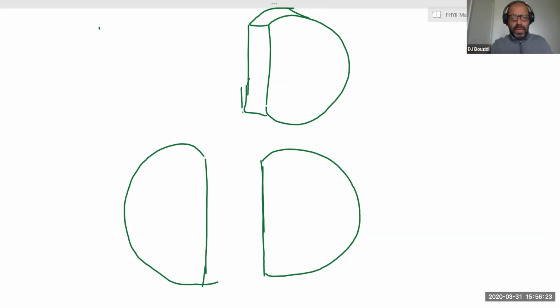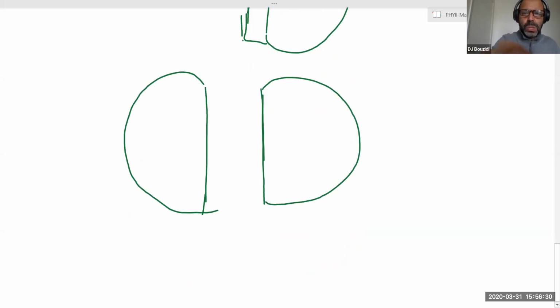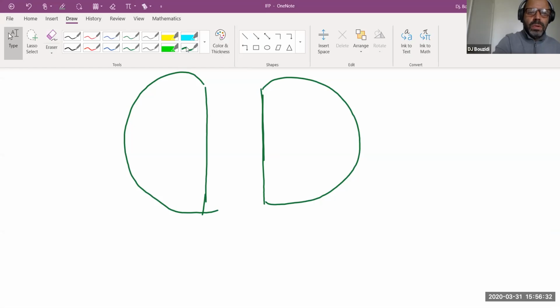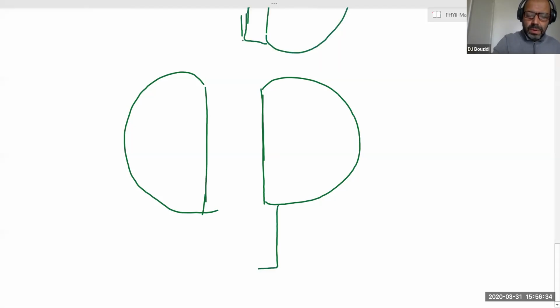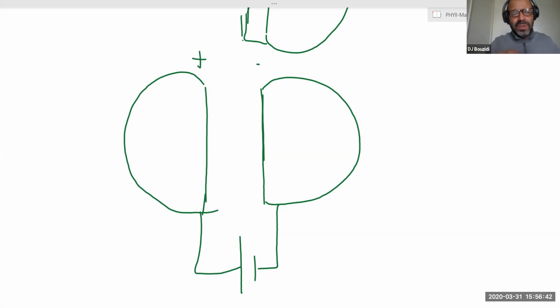Between the two Ds, you have a voltage. You have a power source. Think about it, this is a battery. So this is a higher potential, and this is a lower potential. If I put a positive charge in here, it's going to move this way. It's going to fall this way. So if I put a proton in there, it's going to fall.